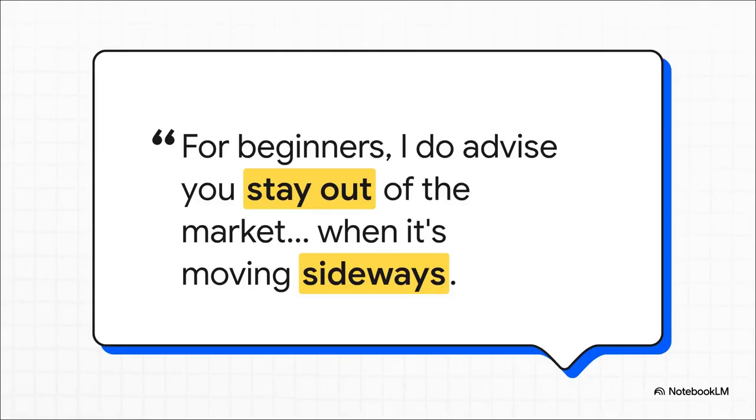Okay, but what if it's not really going up or down? That's the third direction, a sideways market. It's just choppy, messy, and unpredictable. And this is where some really solid advice comes in, especially for beginners. If you can't see a clear direction, the smartest move you can make is to just sit on your hands and stay out of it.